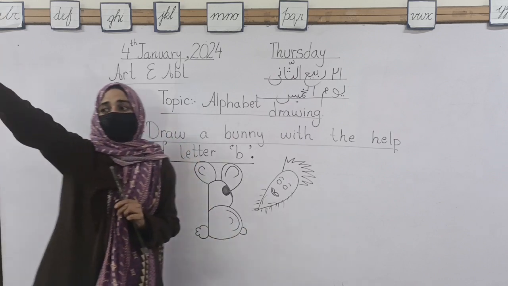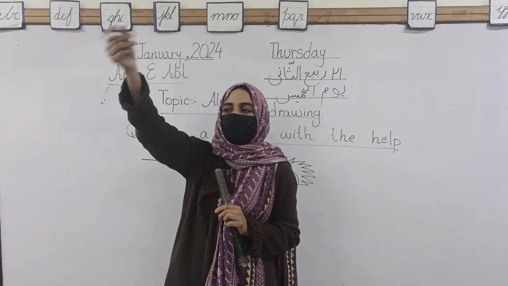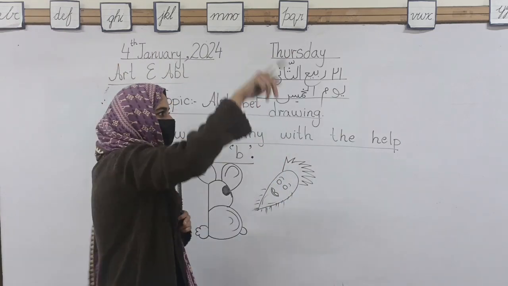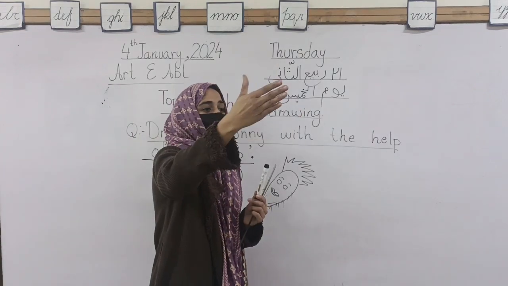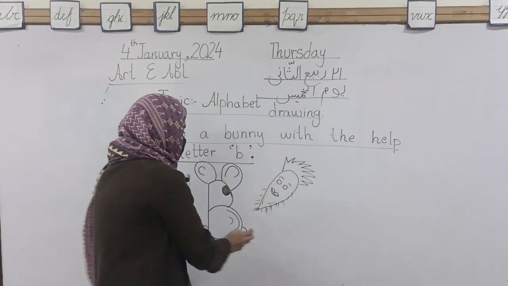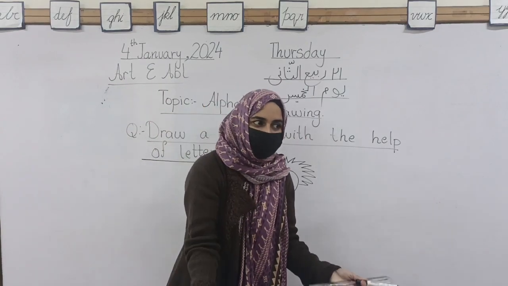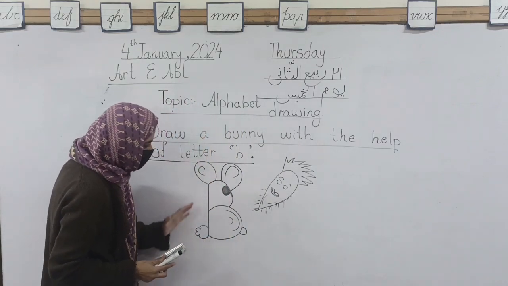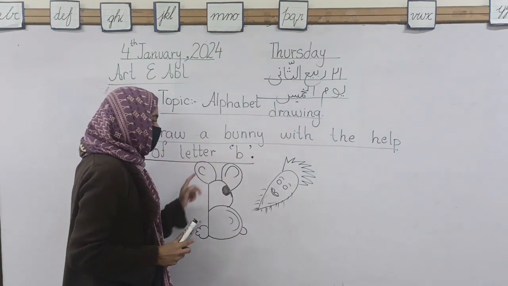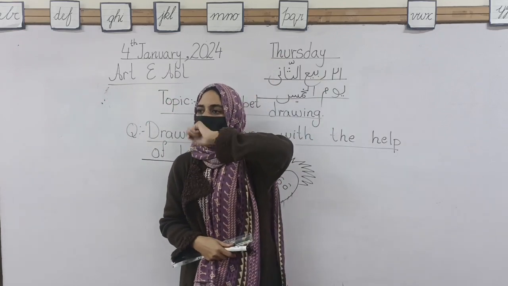Yes, which is the next step? Just tell me, my dear student. Yes, you have made another circle. And what's the next step? Which letter has been there on the board? Yes, it's the letter B. Very good. After making the letter, which is the next step? Who will tell me? Yes, good.